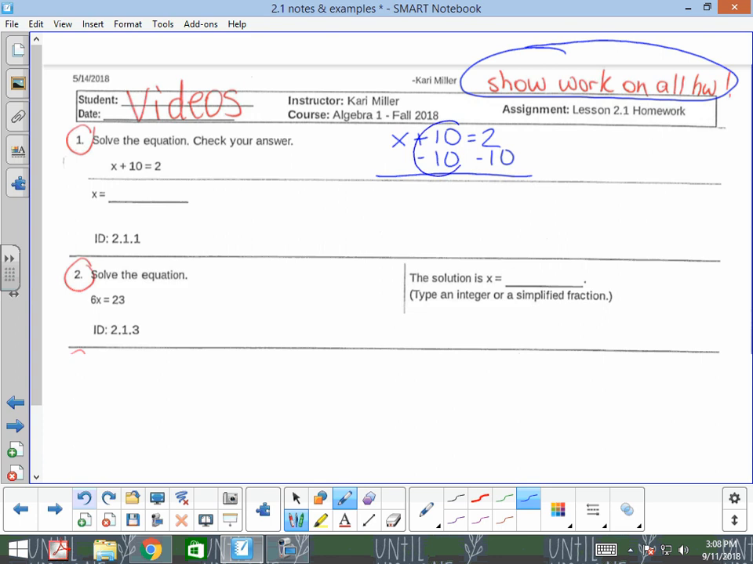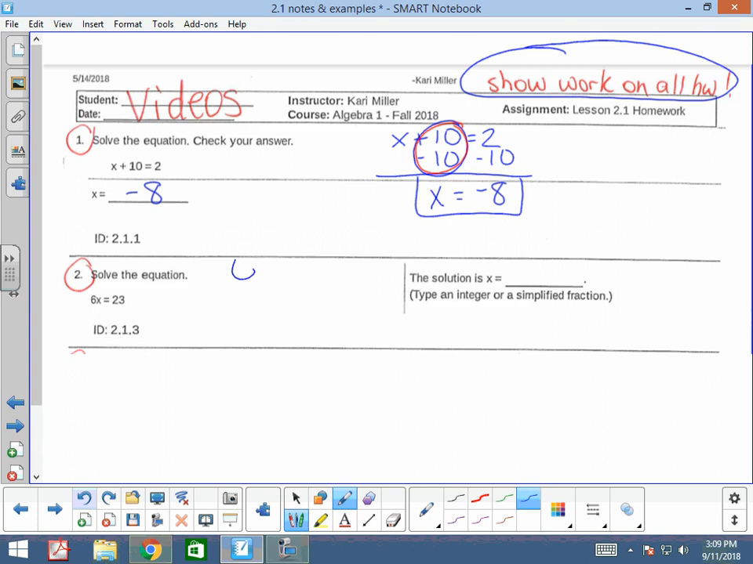So over here, that's 0. And you don't have to circle the 0. I shouldn't have done that in blue. Let's circle it in red. Okay, so 2 minus 10 is negative 8. So in the blank, we would type negative 8. I know these are easy, and that's why I'm not allowing you to use the calculator, but you still have to show your work.